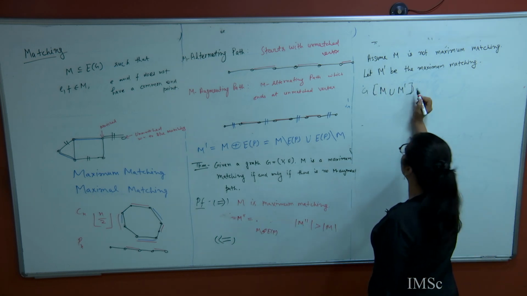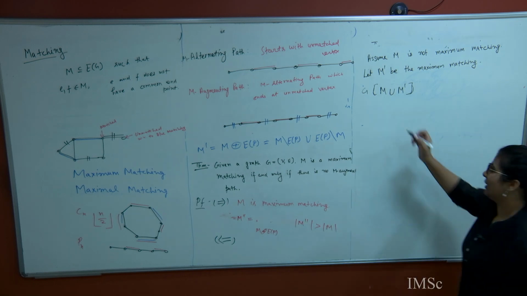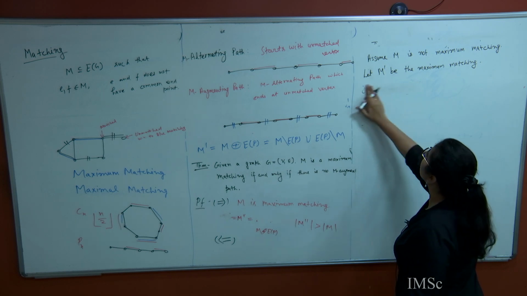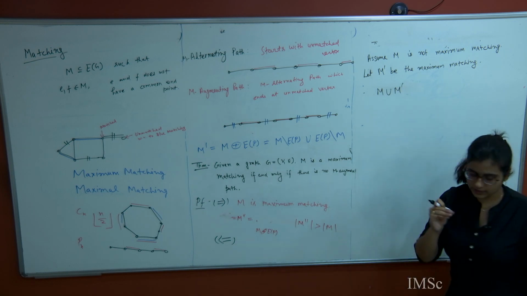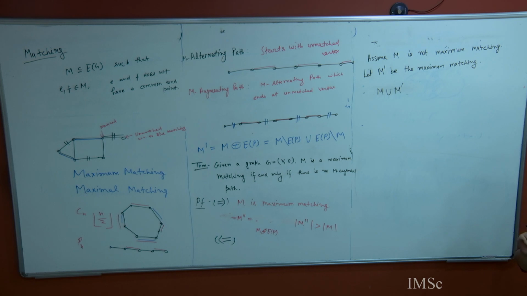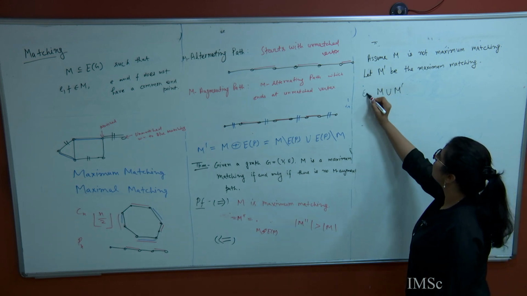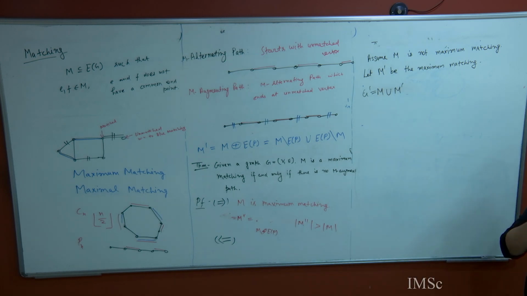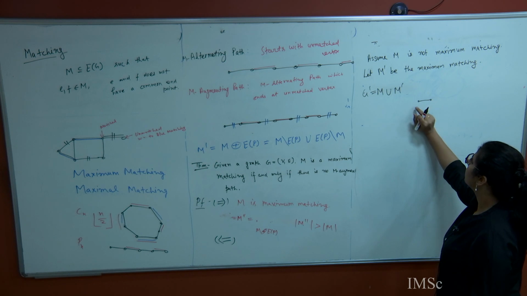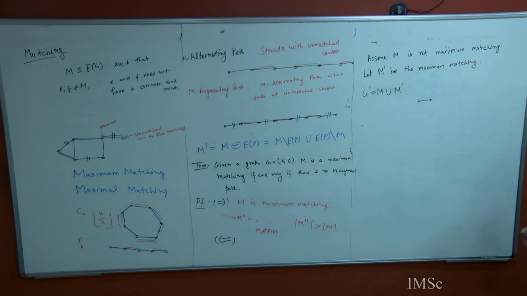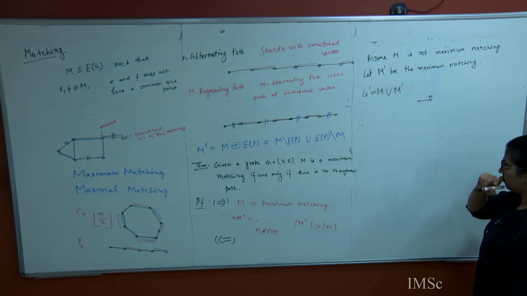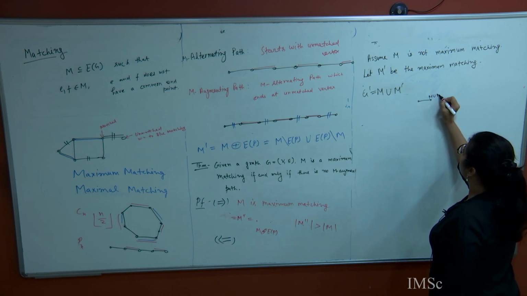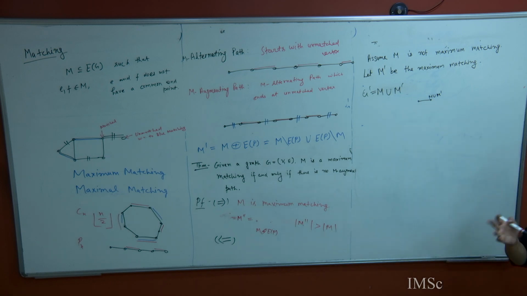That means basically the graph induced on the vertex set of M union M prime. So basically I am looking at the graph which contains matching edges M and M prime. How does this graph look? You have two matchings. First of all, some isolated edges will be there, which are part of maybe only M or both. Even some edge can be common in both.